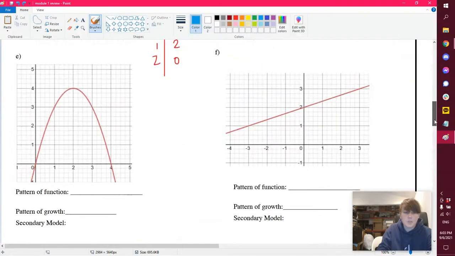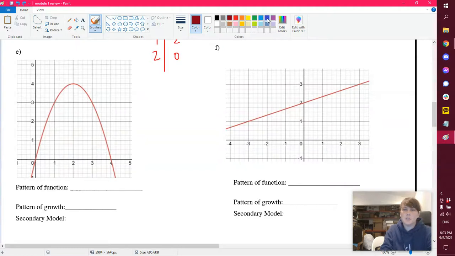All right, next version. We've got like the actual equation, not just the discrete function. Pattern of function, this looks like an upside down U, so it's definitely quadratic.